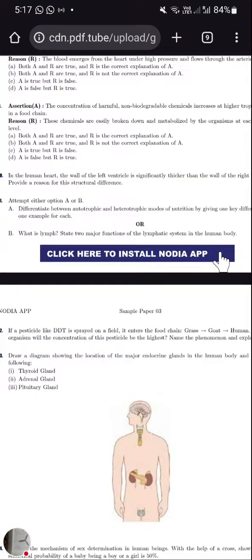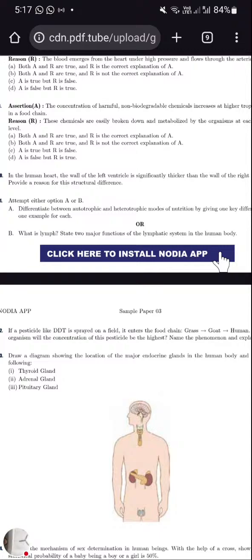To pump blood to the body. As the blood is under high pressure, you need to write that. As the blood comes from the heart, it has to be pumped to different body organs. It is under high pressure, so the wall is thicker. Whereas in the right ventricle, deoxygenated blood is there, which will be passed to the lungs for purification. So the wall is thinner.